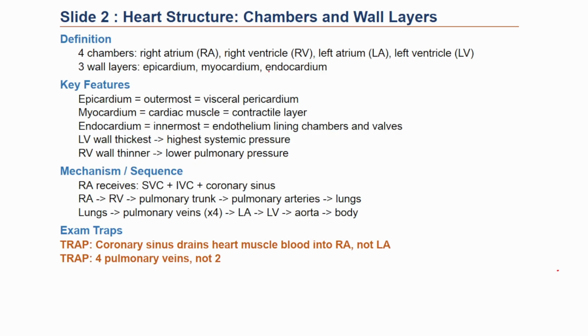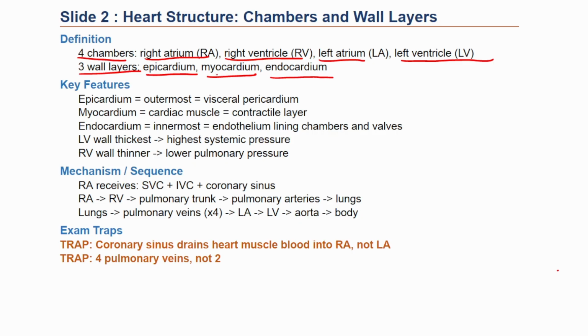To formalize the framework we just illustrated, the human heart is classified as a four-chambered muscular organ, structurally divided into a right atrium, right ventricle, left atrium, and left ventricle. Correlating with our explained diagrams, the cardiac wall consists of three histologically unique layers: the outermost epicardium, the intermediate muscular myocardium, and the innermost endothelial endocardium.